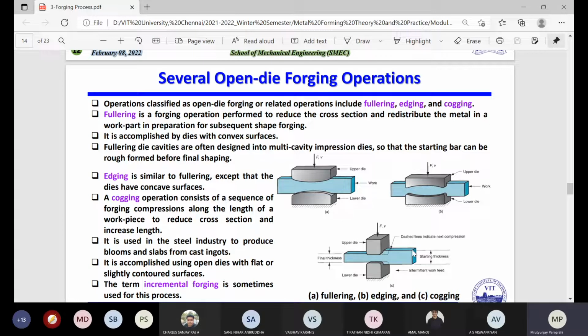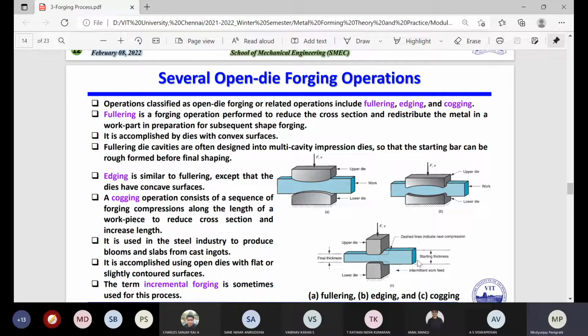Okay, so you are putting the sample, because in rolling also you have two rolls here. Of course, we will study that in the next module. We have two rolls. Whenever you are passing your material, it will compress there. So you will find some reduction of area or also the reduction of height there. So a cogging operation consists of a sequence of forging compressions along the length. So that means you will find it along the length.